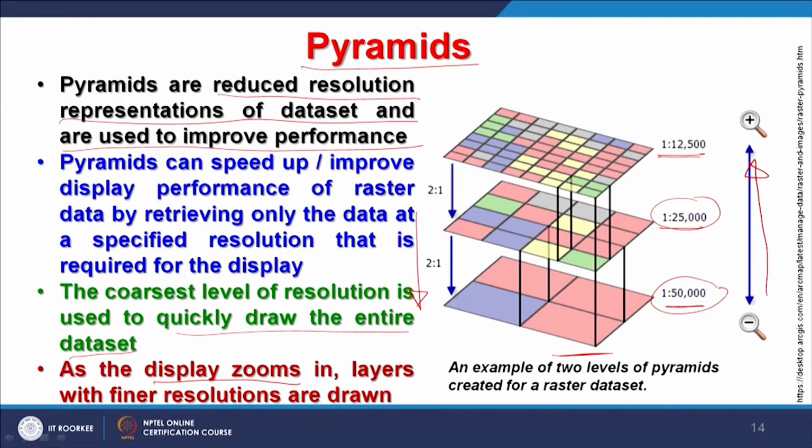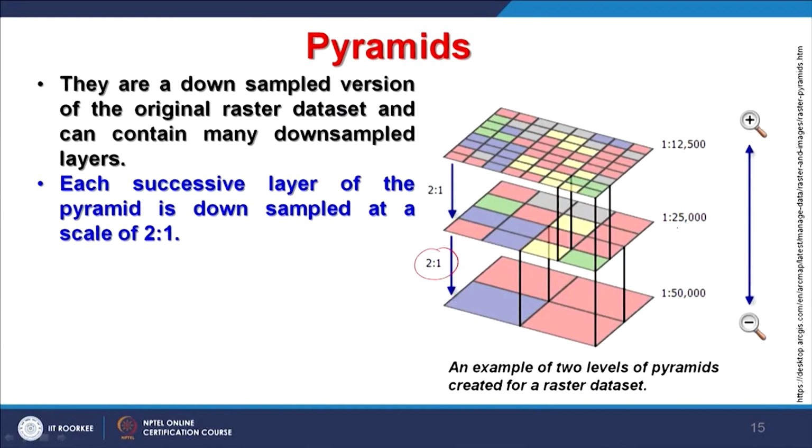As you go for higher zoom in, layers with finer resolution are also drawn, and then you get the advantage. Downsampled versions of the original raster data sets are constructed when you go for construction of a pyramid. Each successive layer of the pyramid is downsampled at a scale of 2 to 1, as you can see here. So, here in the middle you have 4×4 pixels, here you have just 2×2 pixels, so you say in ratio 4 to 1, and this is how it is sampled down.